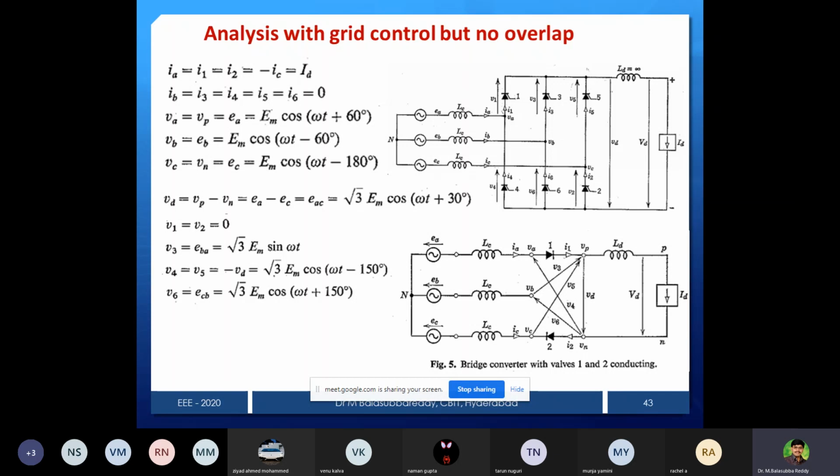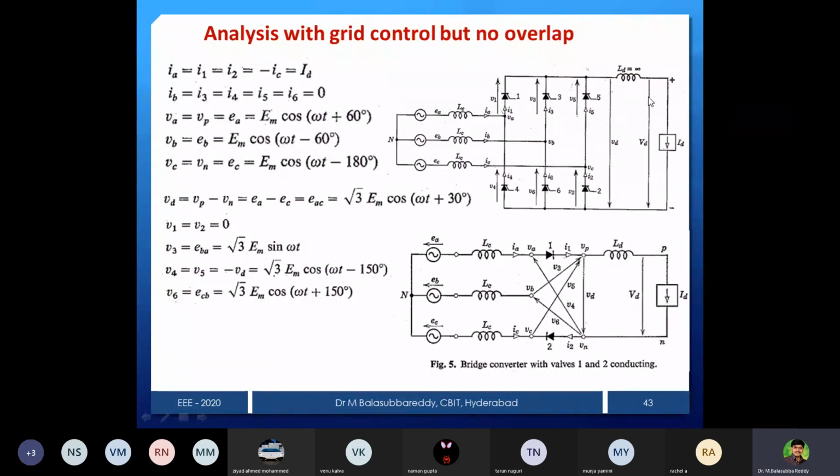In the previous class, we observed the analysis with grid control, but no overlap. So, if no overlap, what is the sequence? And with overlap, what is the sequence? If you know that logic, that's all in this unit. Nothing else is there. Only the device conductions, and based on that, what is our output voltage? If these devices are conducting, then we can easily draw the graph sheet and all. So graph means just the output voltage waveform.